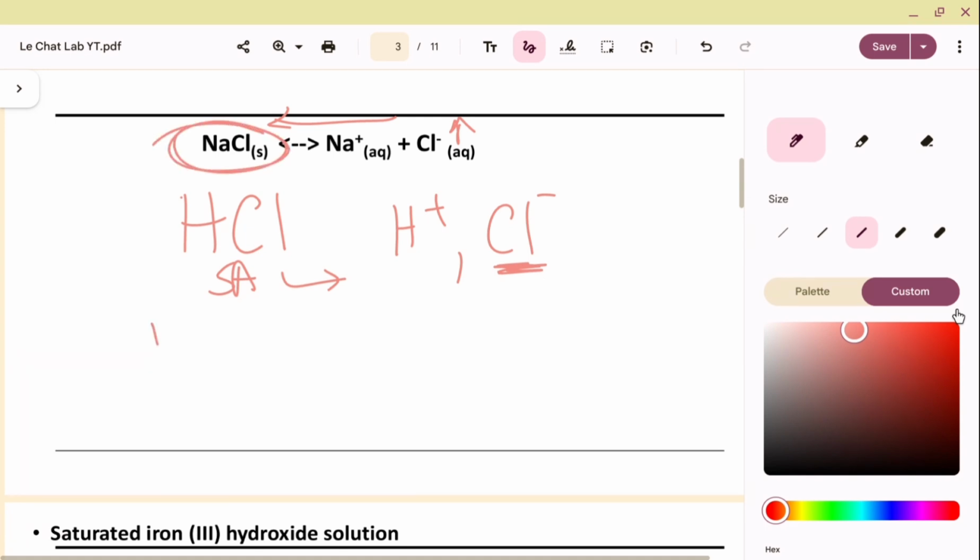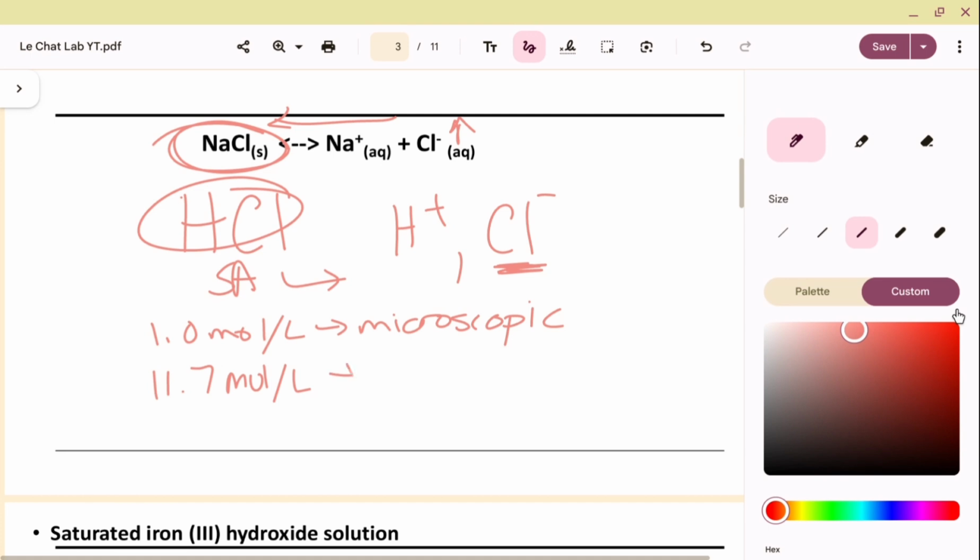Now, with that 1.0 moles per liter of the HCl, we didn't see any change, but that doesn't mean it wasn't happening, because we did add it in. It would just be a microscopic change. And when we added in the 11.7 moles per liter, we could see it. So that would be called a macroscopic change. So that was the first part.